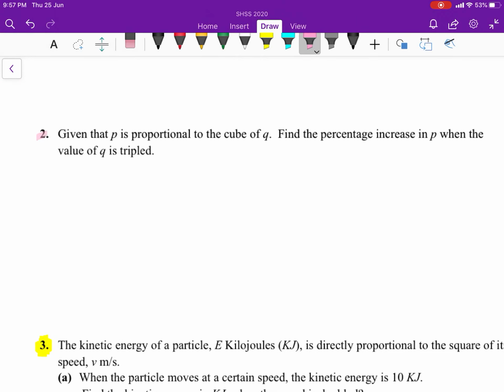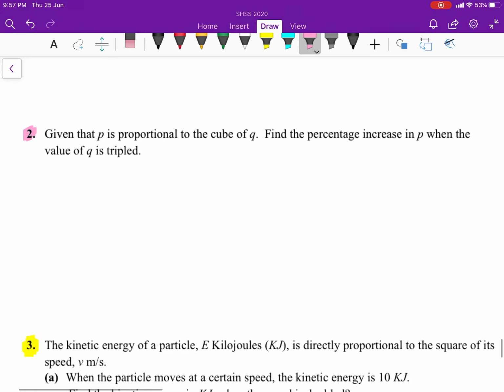Homework is just question number 2, which is the same kind of concept, except that the wording is now changed. Q is tripled. I need you to go and figure out what it means by Q is tripled. So can you try this question, and once you are done, put it on OneNote. And then we are done for this week, last session of HBL.